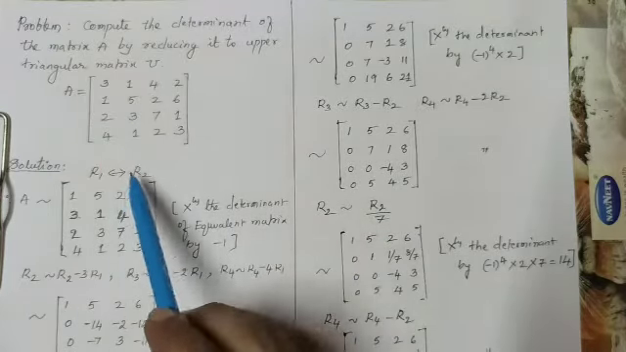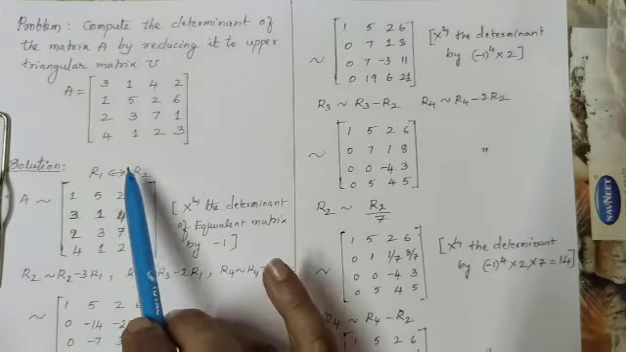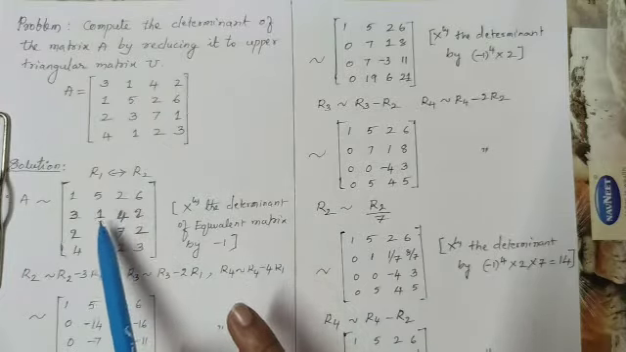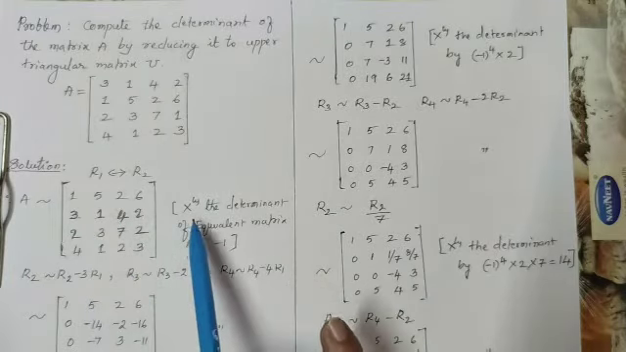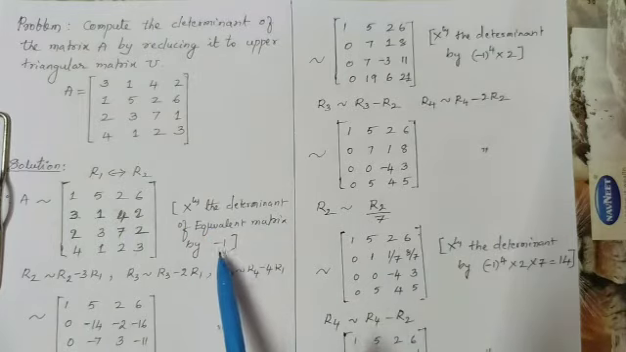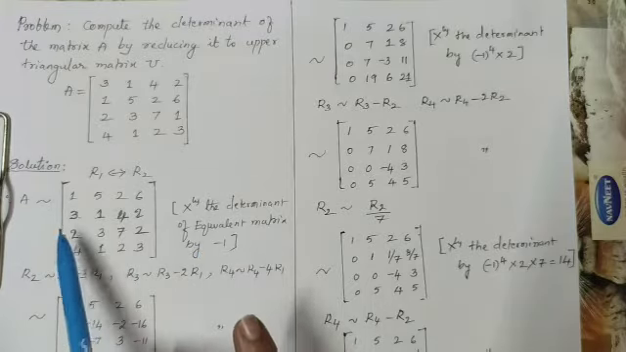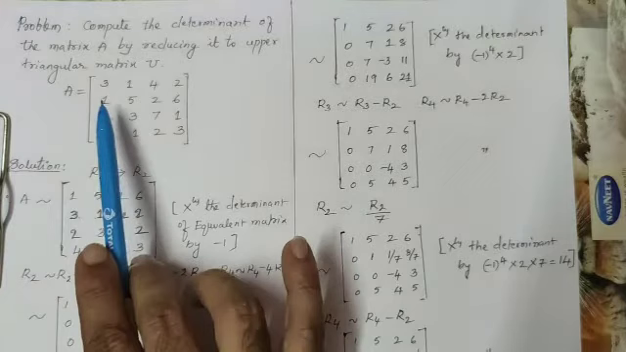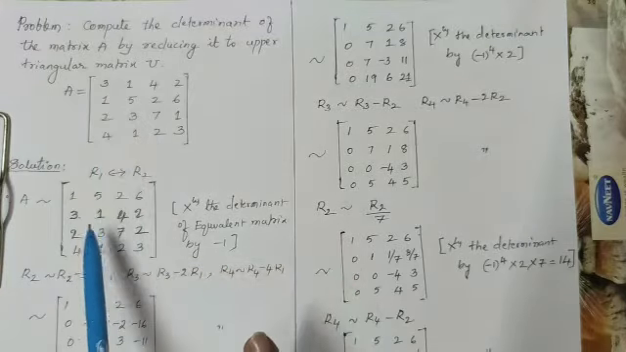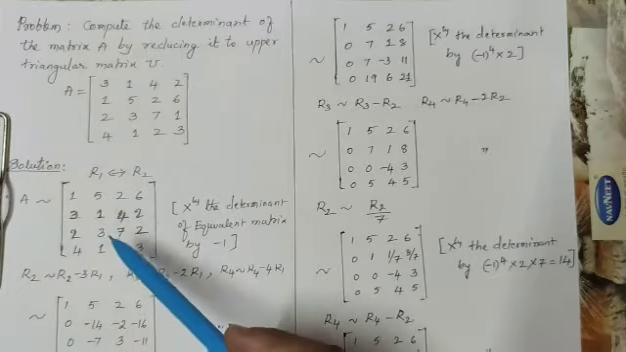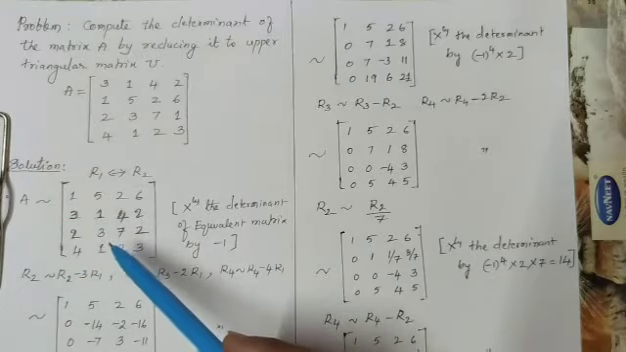In the first place, I will interchange the first and second row. Now if I interchange the first and second row, the sign will change. So I wrote here multiply the determinant of the equivalent matrix by -1, the sign change. Therefore, the determinant of this is actually minus the determinant of this matrix. Now we have to reduce it to the upper triangular matrix.